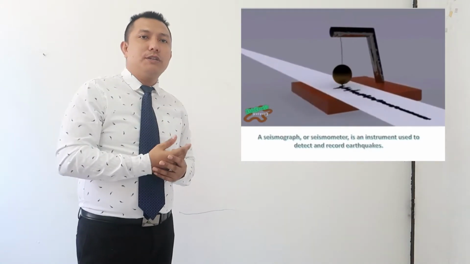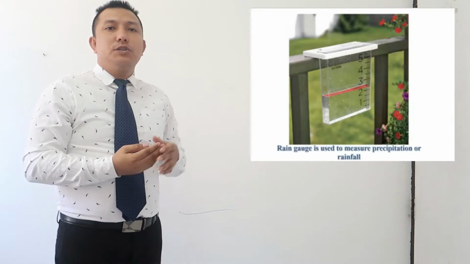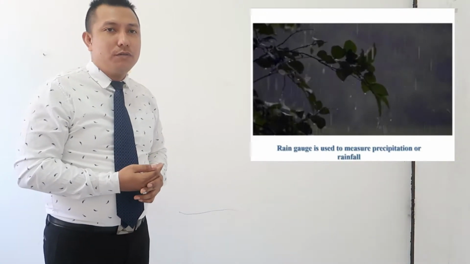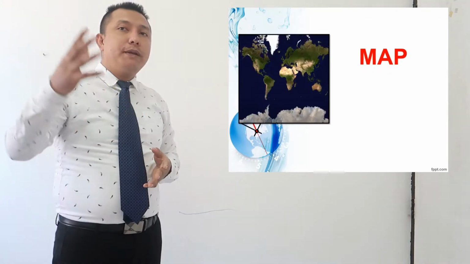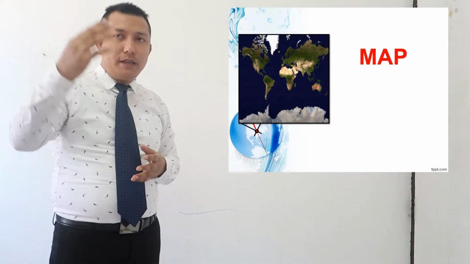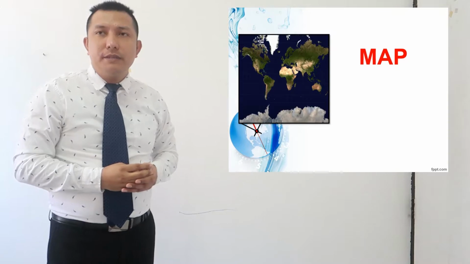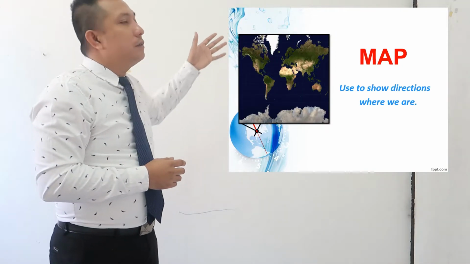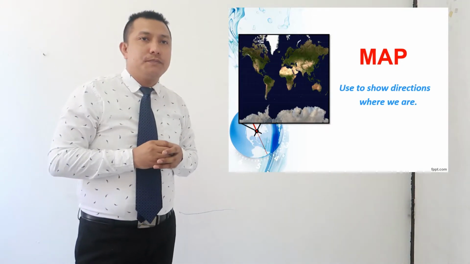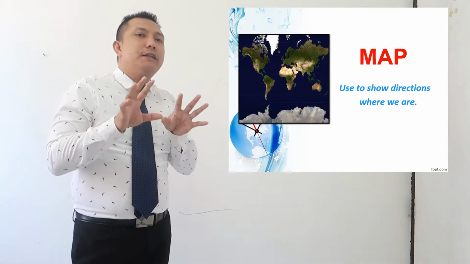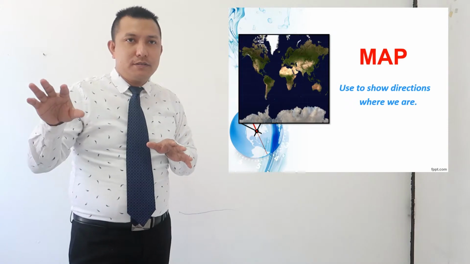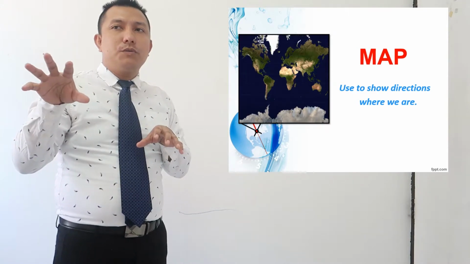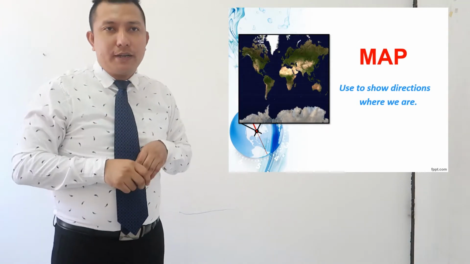Okay, let's go to the next one. The rain gauge is used to measure precipitation or rainfall. Next, map. Do you have any idea what is the use of this? Okay, could you please answer me? Very good. Now, map is used to show the direction where we are. Okay? If you take a look at the map, you can see also the different continents. So if you are here in Thailand, we can see also where is North America, South America.